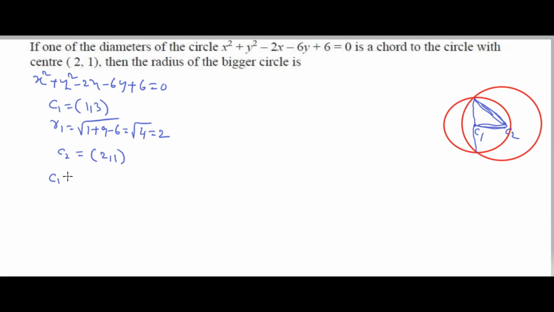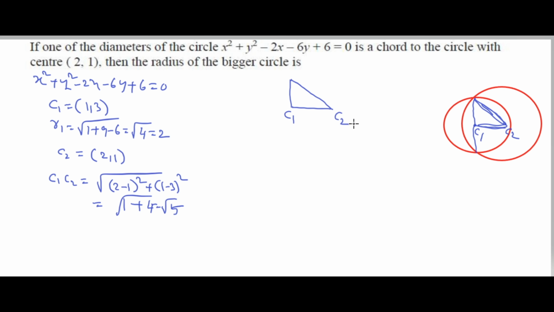Distance between the centers C1C2 is equal to the square root of (2 − 1)² + (1 − 3)². That is, (2 − 1)² is 1, (1 − 3)² is 4, so that is equal to root 5. Here is the triangle. This is C1, this is C2, and this is P. Now we find the distance C2P. The triangle is a right angle triangle.